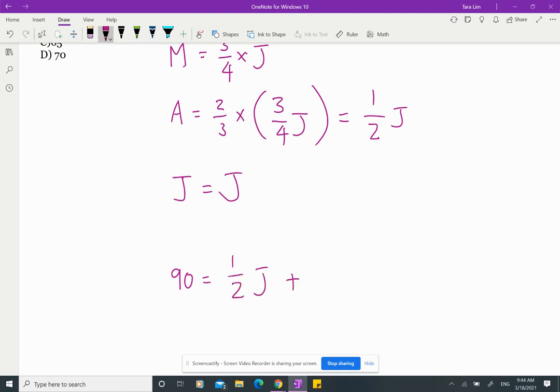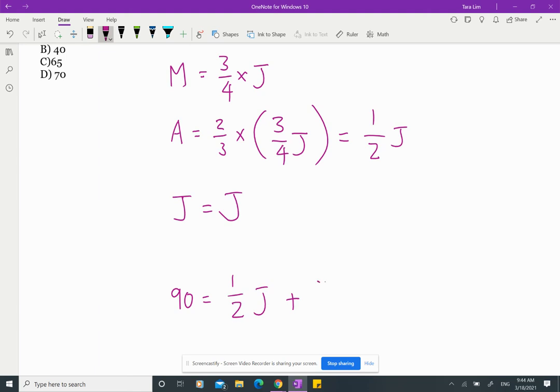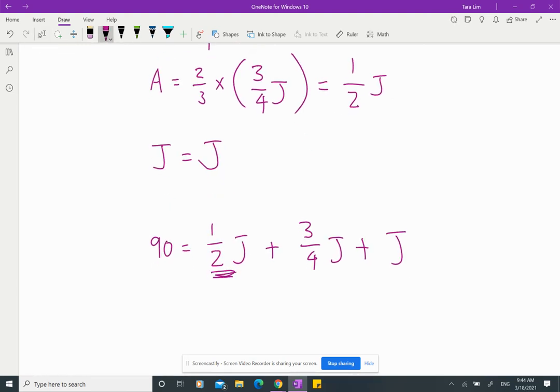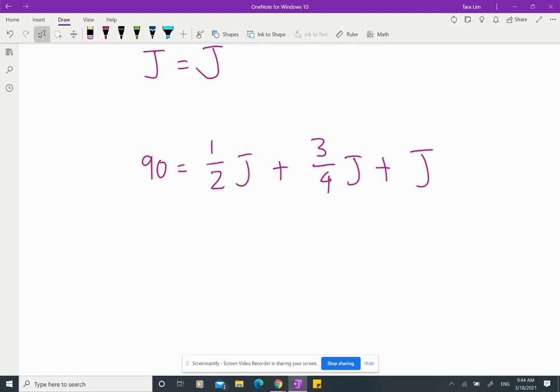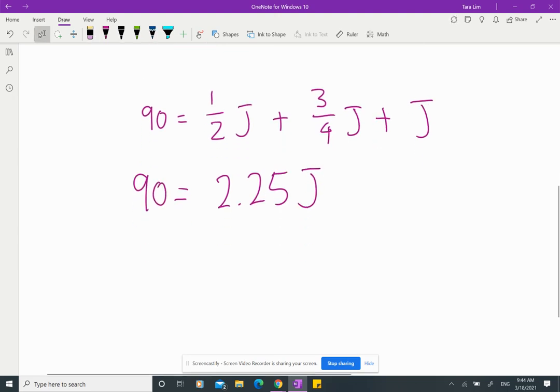1/2 J plus May, which is 3/4 J, plus June. So this is April, this is May, and this is June. So if we add them all up, it is going to be 2.25 J. So 90 divided by 2.25 is equal to J.